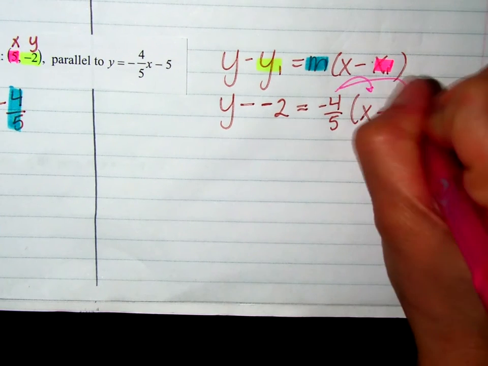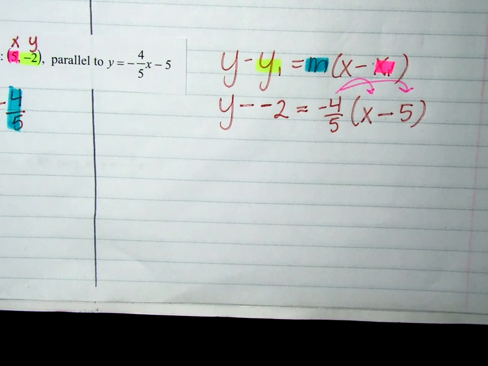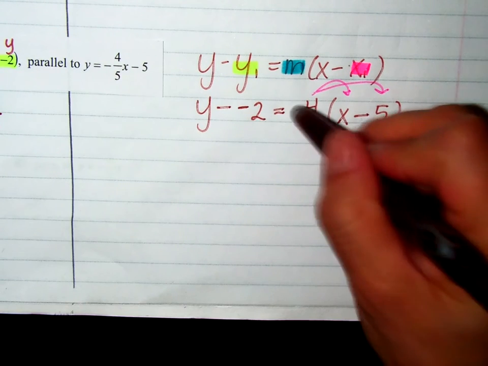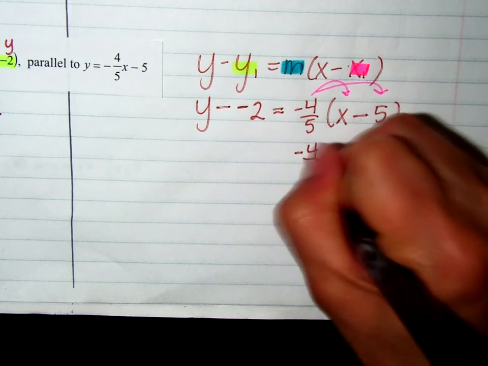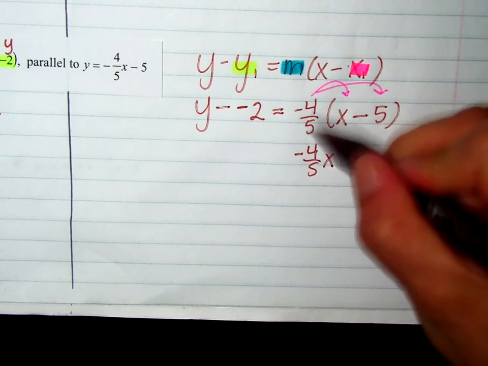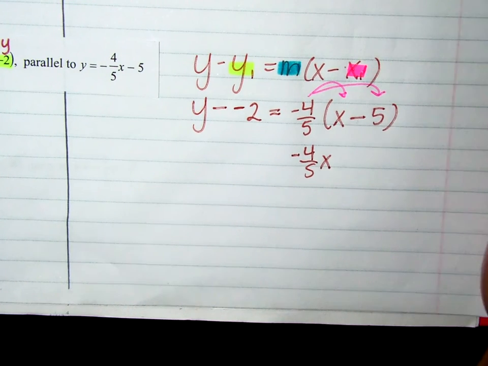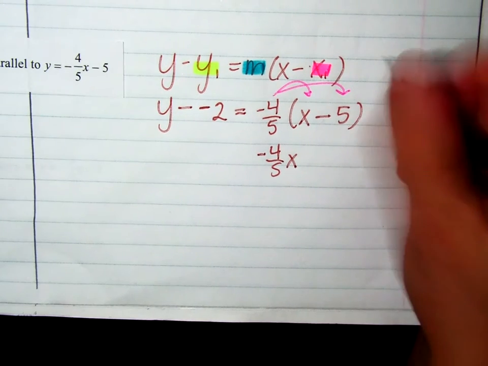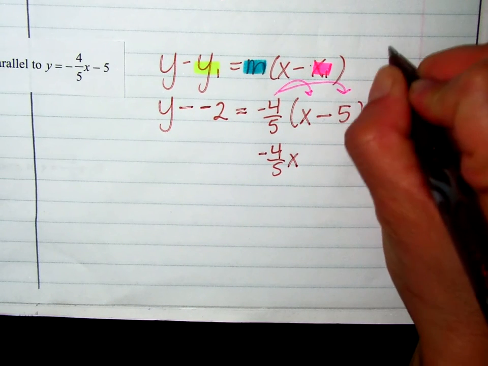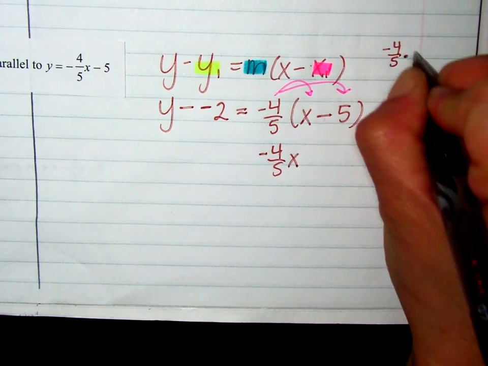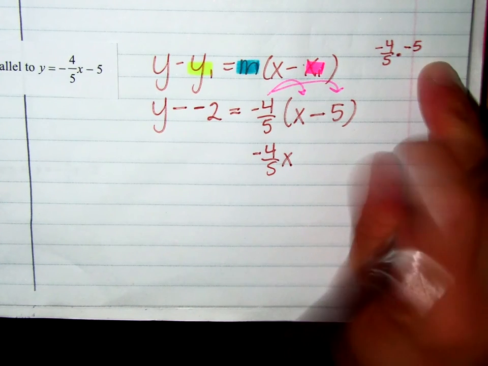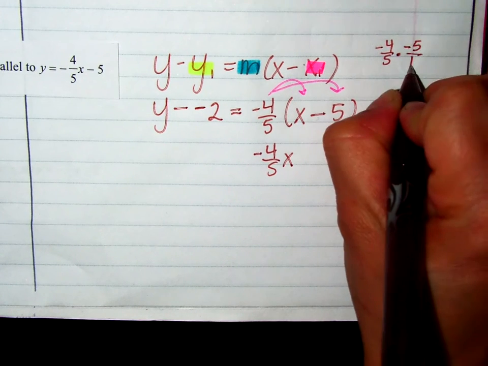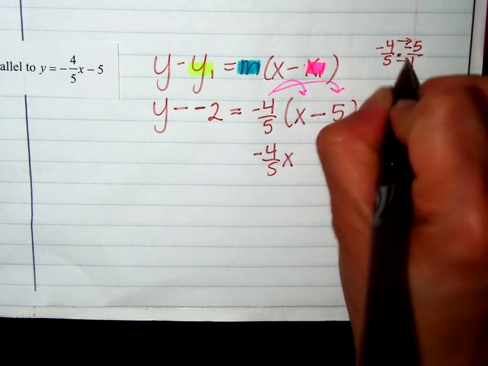But the question is, well, how do we multiply a fraction and a whole number? Well, negative 4/5 times x will always just give us a negative 4/5 x. But what about this fraction and this negative 5 here? Well, let's do that on the side. I can say negative 4 over 5 times negative 5. But how do I make this 5 a fraction? I just put a 1 under it. And now I can multiply straight through.